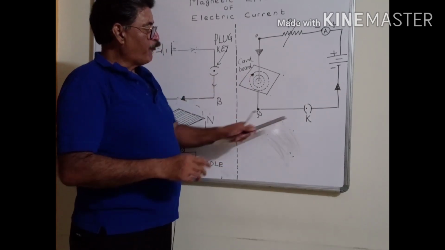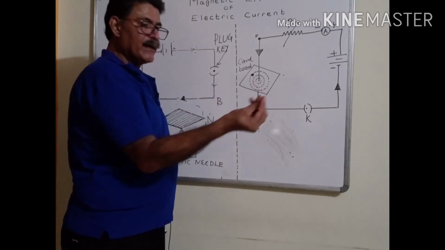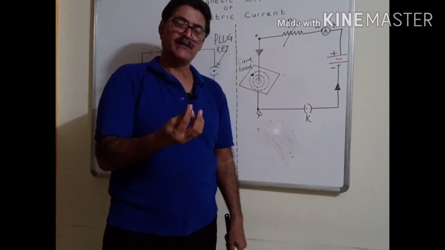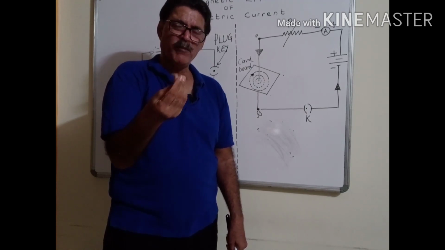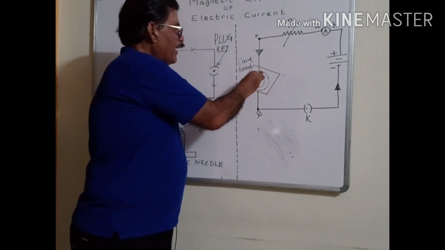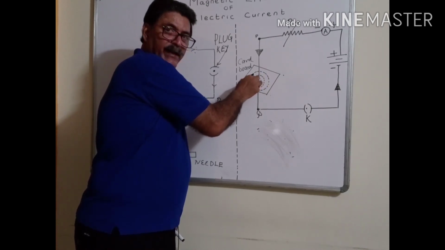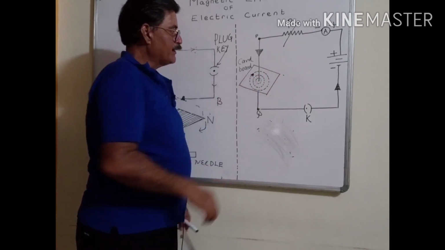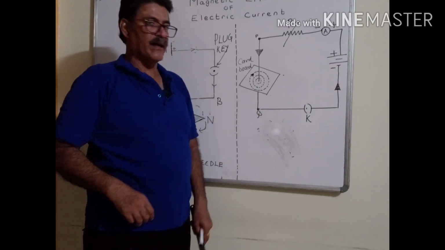Now what they do is, before putting on the plug key, they take some iron filings. You know what are iron filings? Powder of iron, or small pieces of iron, are kept near this wire. They are kept very near this wire, they are just kept. Then what happens? The plug key is inserted. That means you switch the current on.